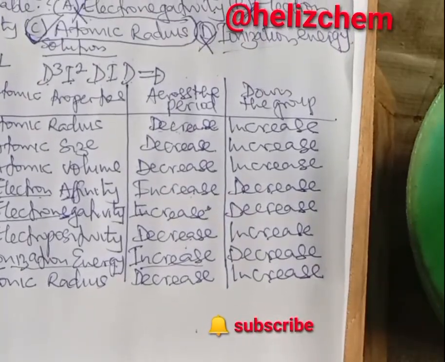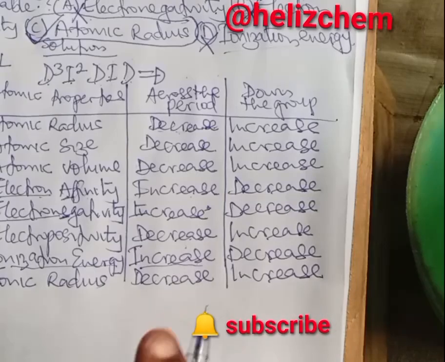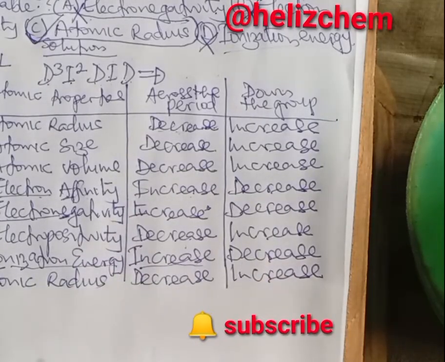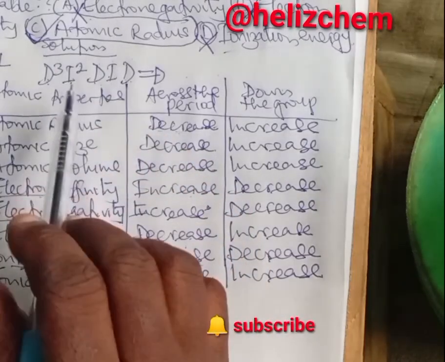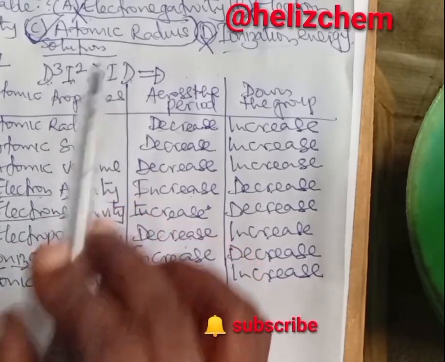I hope you got value from this question. You don't need to cram anything when you come across this type of question. Just use your acronym, which is D3, I2, DID.